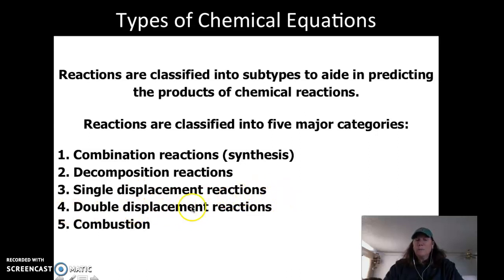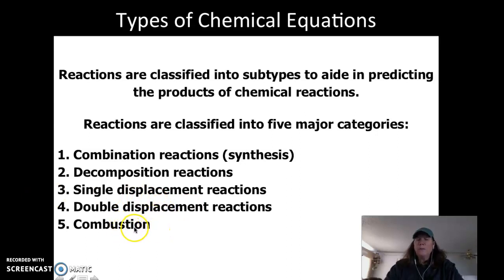A double displacement has all kinds of names: double replacement, double displacement, ionic. Basically, you have 2 compounds and they switch partners. Okay, so for your products, you're breaking apart what you started with and recombining them in a different order. And then combustion means to burn.